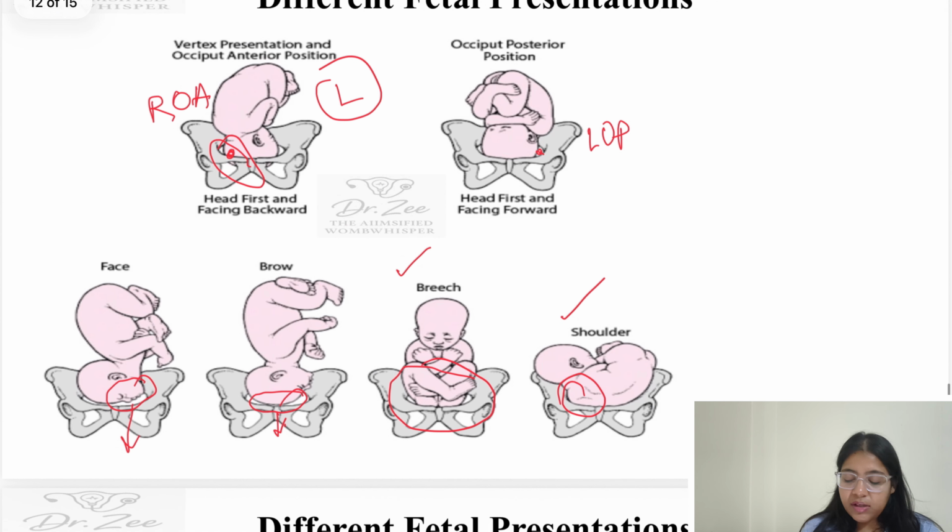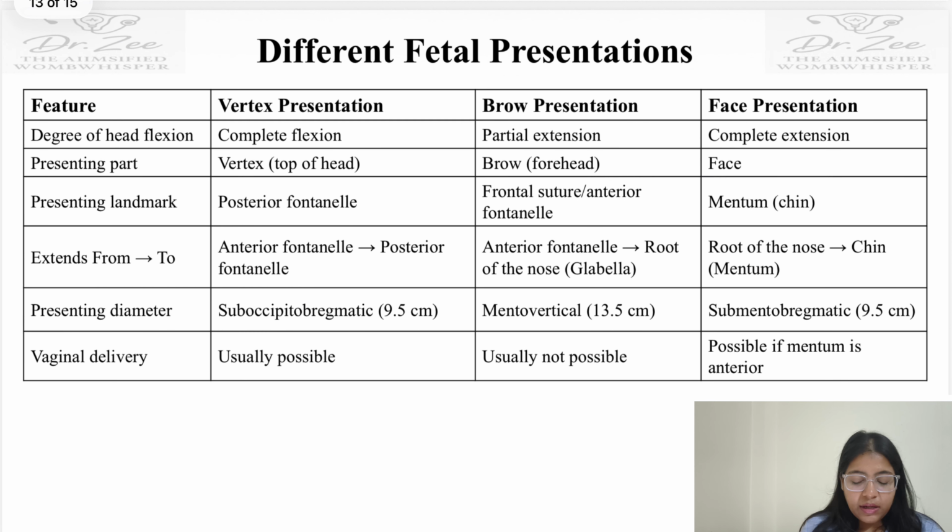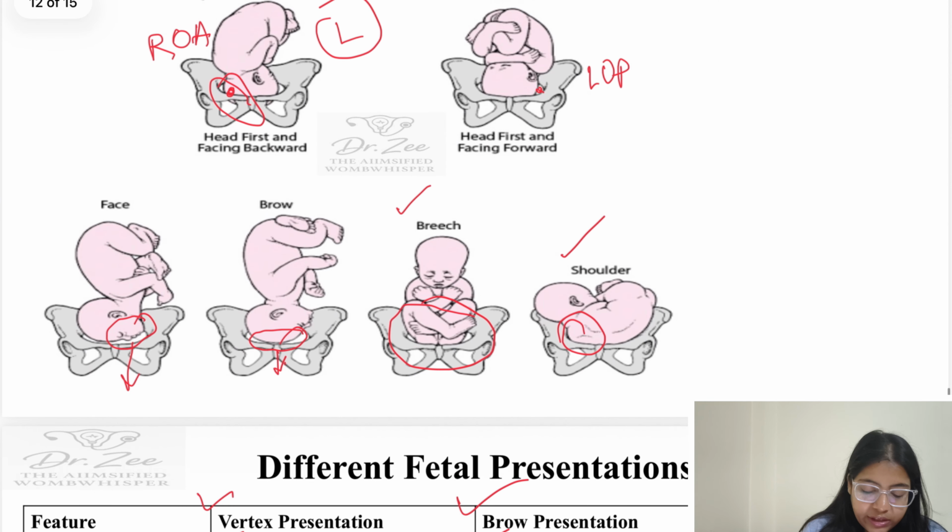Okay. So I hope you are understanding and you are going with the flow the way I am teaching you. And here I have given one tabular presentation so that it is easier for you to comprehend all this together. Here you can see I have talked about vertex, brow and face presentation. The degree of flexion in vertex is complete flexion, in brow it is partial extension, and in face it is complete extension. Just look in the diagram.